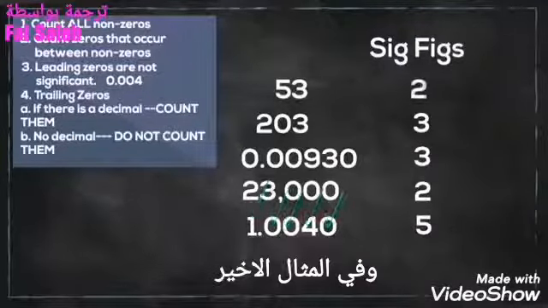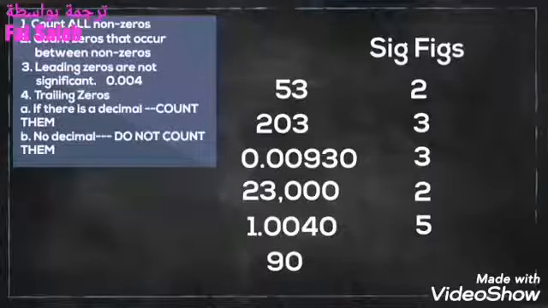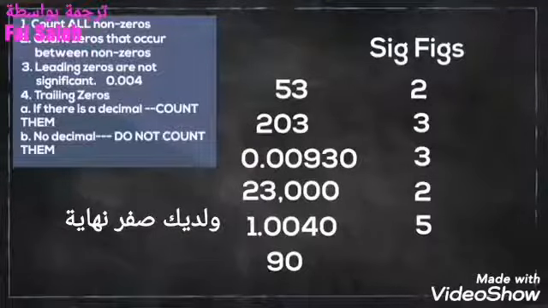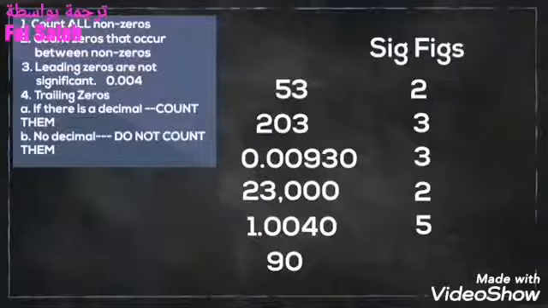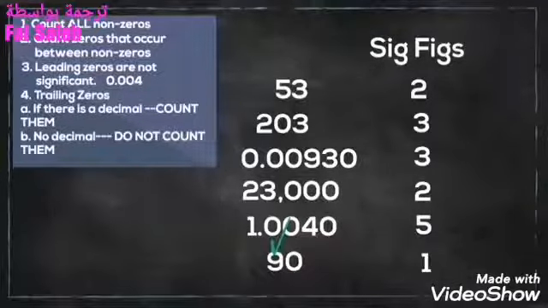And the last example, this one looks pretty straightforward, but can be a little tricky. You have 90, so you have a non-zero, the 9, and you have a trailing 0. But notice there is no decimal, so you will only count the 9, so you will only have 1. So I hope that helps in significant figures.